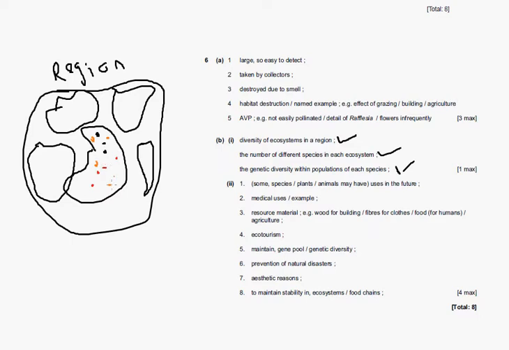So biodiversity is the diversity of ecosystems in a region, and then the number of different species in an ecosystem, and the genetic diversity between each species in the given population. Or in other words, you can say the number of ecosystems in a region, and the number of different species populations in the ecosystem, and then the genetic diversity between the different organisms within the population. Okay, this all creates biodiversity. So that's the definition of biodiversity.